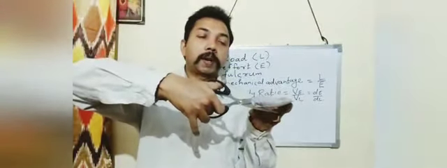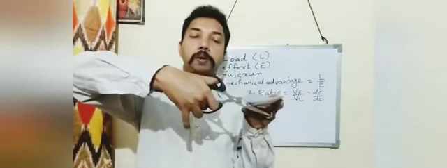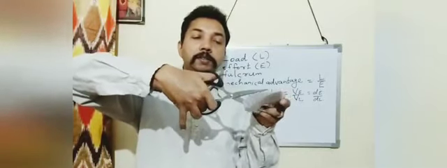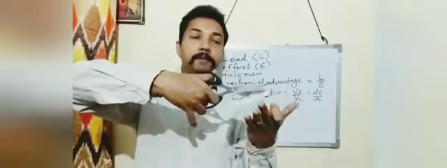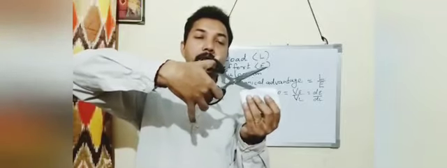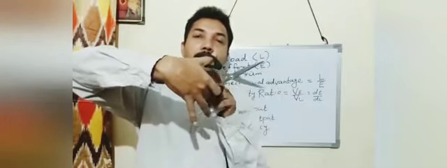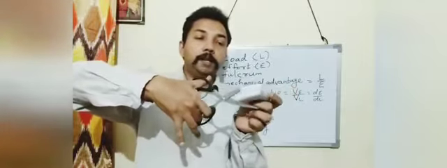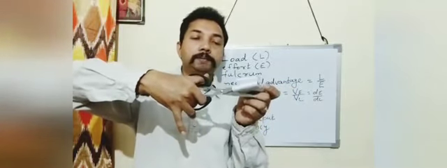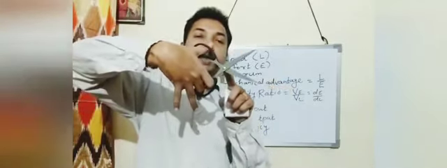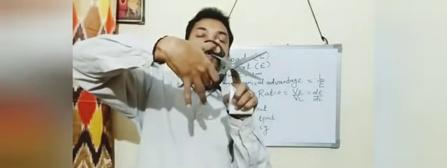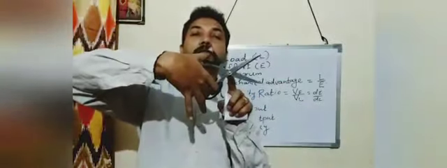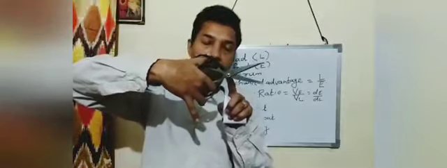The force which is applied on the machine to overcome the load. This is called effort. So I apply the effort here. And the load is kept here. And here you can see a turning point. This turning point is called fulcrum.